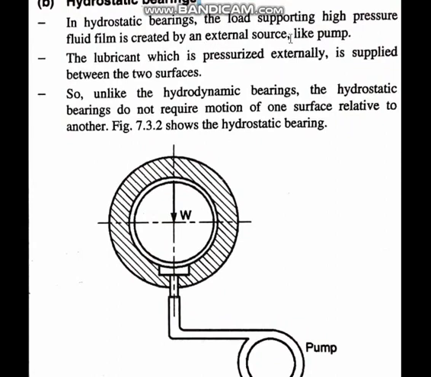Okay. So the lubricant, which is pressurized externally, is supplied between the two surfaces. You see, this is because this pump is pumping. Therefore, it is ensuring that there is a fluid film there, a lubricant film there. Okay. So unlike the hydrodynamic bearings, hydrostatic bearings do not require motion of one surface relative to another. In the hydrodynamic bearings, it is necessary that the shaft should be rotating. The wedge-shaped fluid film should be created by the rotation of the shaft. Whereas in this case, it is not necessary.